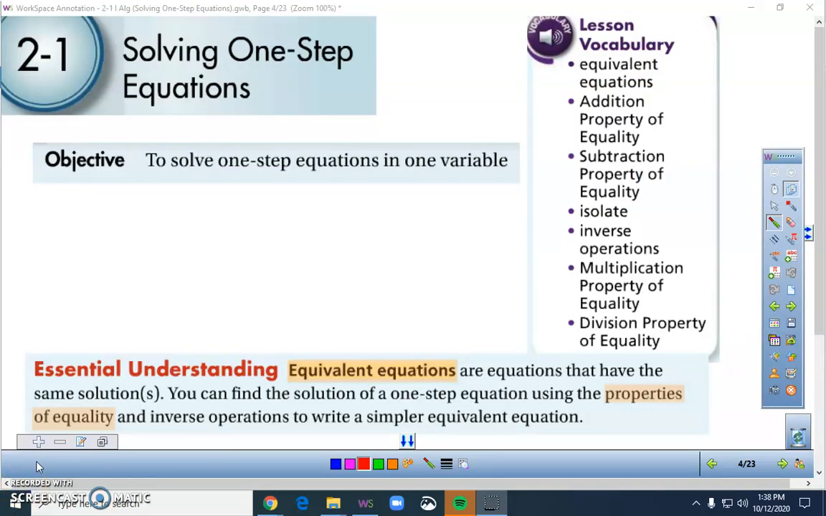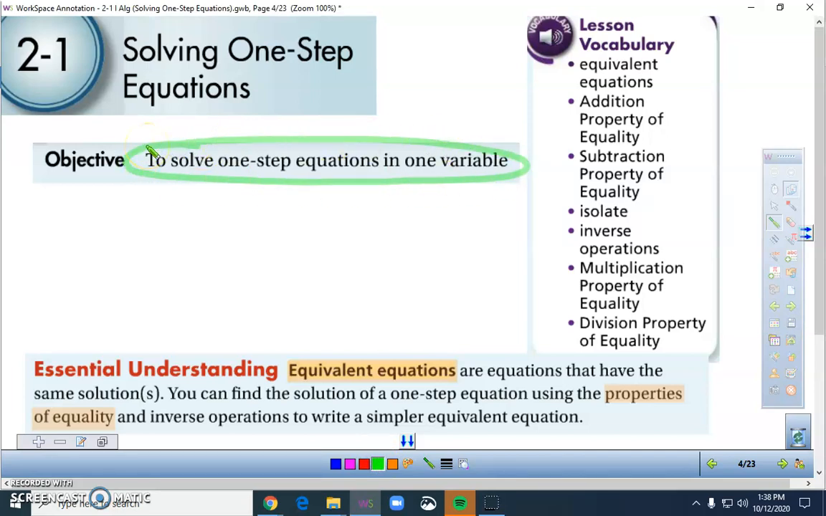2-1, solving one-step equations. You've done a lot of this the last couple of years in math already, so it shouldn't be a major challenge for you. Our goal is to solve one-step equations with one variable. So we're solving for a variable, finding a solution. Do not get overwhelmed with the vocabulary here. First, let's make sure we identify the vocabs that are on your vocab sheet.